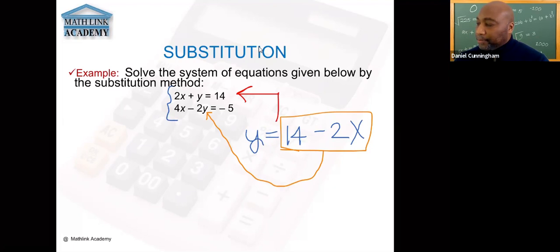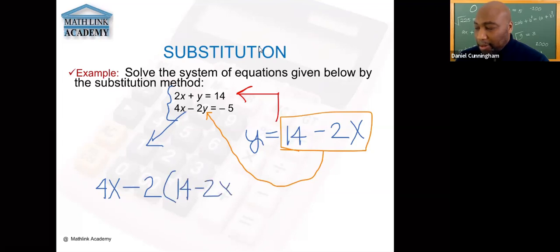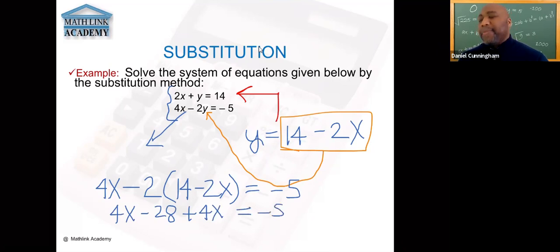So in this case, when I write the 4x problem or equation, it'd be 4x minus 2y. Now, what is y equal to? Y is equal to 14 minus 2x is equal to a negative 5. And then we'll just solve for x. So 4x minus 28 plus 4x is equal to a negative 5. And then we'll just solve going across.